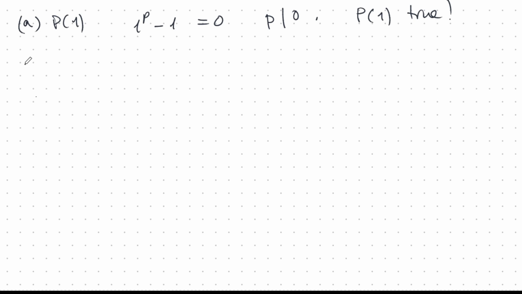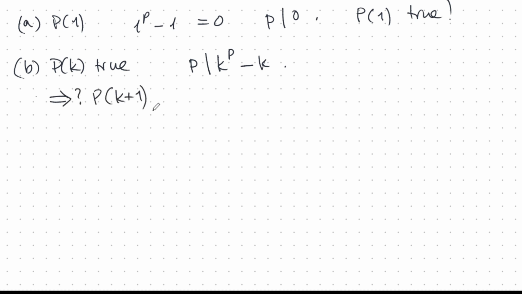So now let's look at the induction step. So we assume that Pk is true. And Pk looks like this. P divides k to the power p minus k. All right, so we want to show that this implies Pk plus 1.